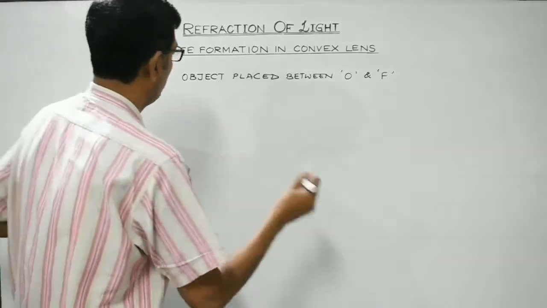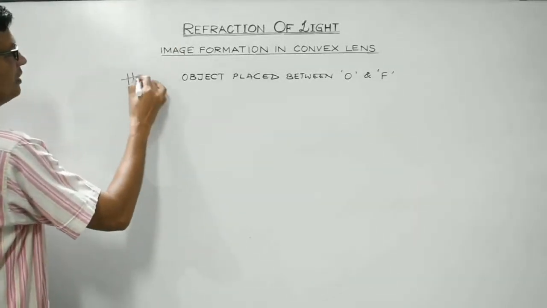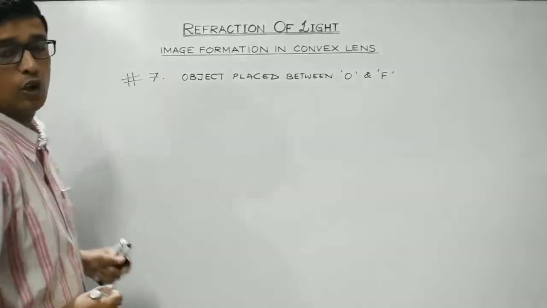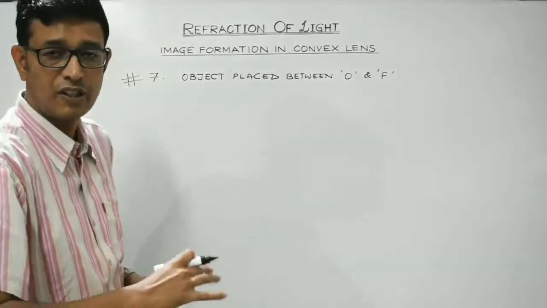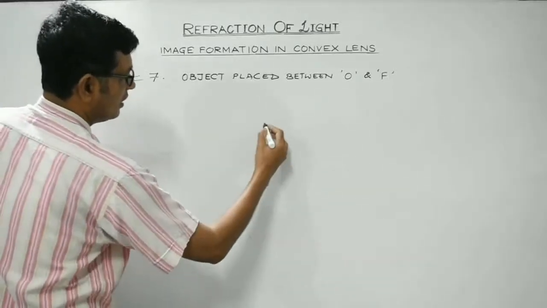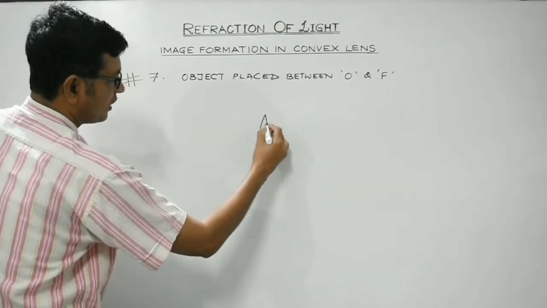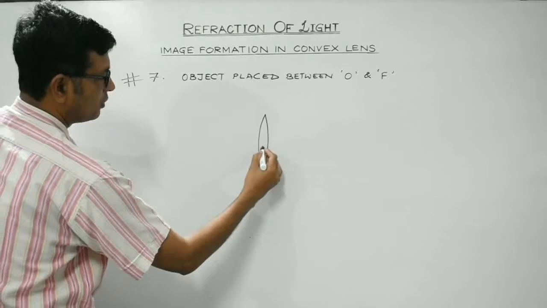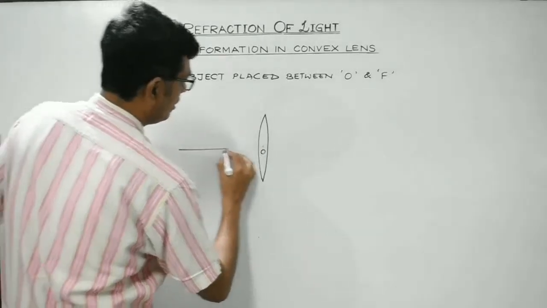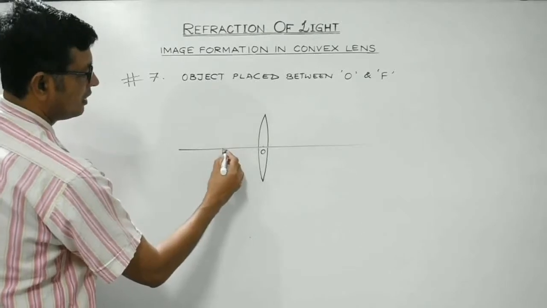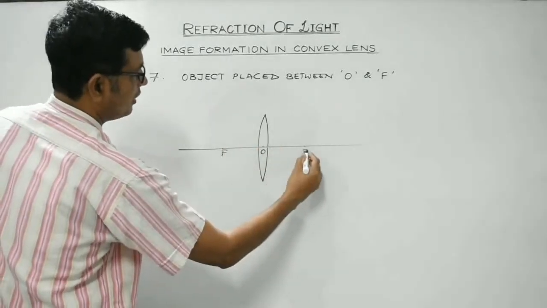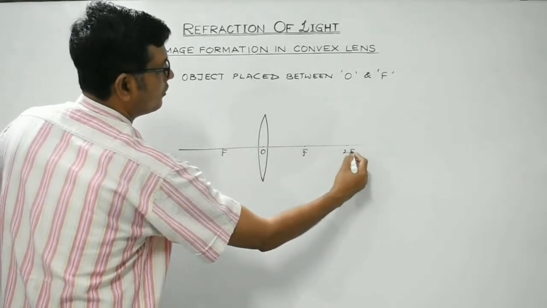Okay, students. Now, case 7. Case 7 is when the object is placed between the optical center and the focus in front of a convex lens. Let's see. This is a convex lens, it is considered to be thin, this is the optical center, this one will be the principal axis. This is F, this is 2F, this is F and this is 2F, right?